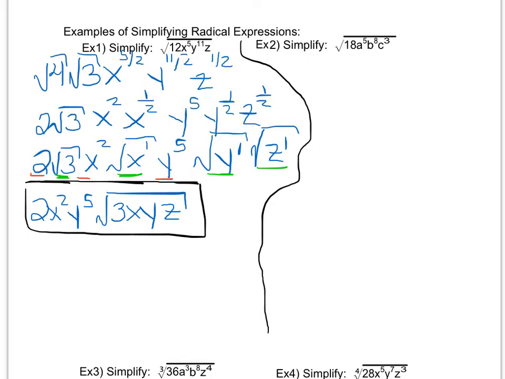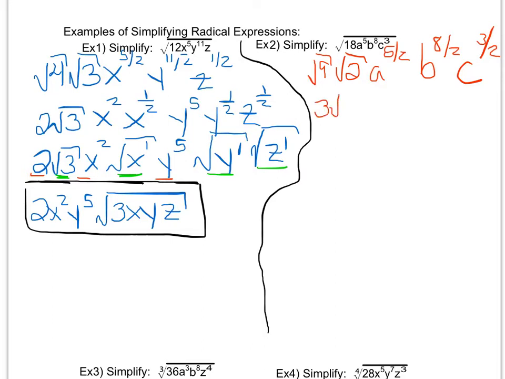So square root of 18 I know has a perfect square of 9, because 9 times 2 is 18. Yes, I know I can say 3 times 6, but neither of those are perfect squares, so I don't want to use them. I get a to the 5 over 2. Again, if there's no index written in it, it's a 2, it's a square. B to the 8 over 2, and c to the 3 over 2. Square root of 9 I know is just 3.